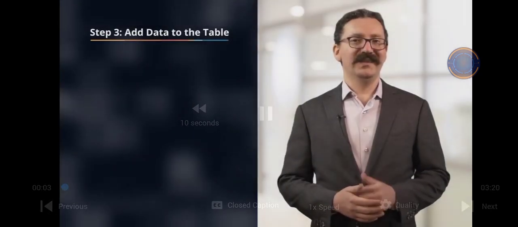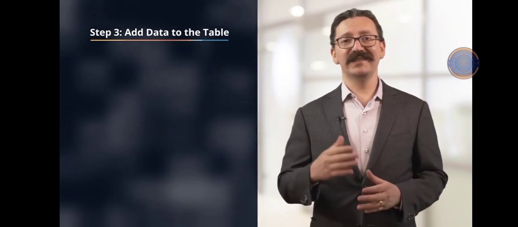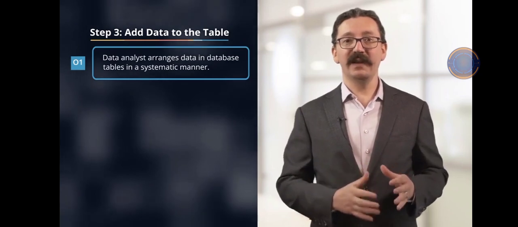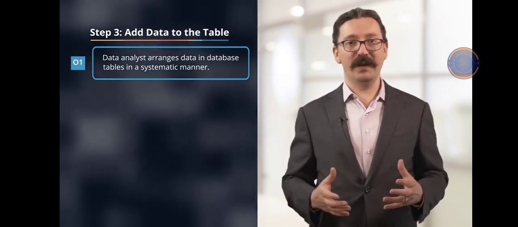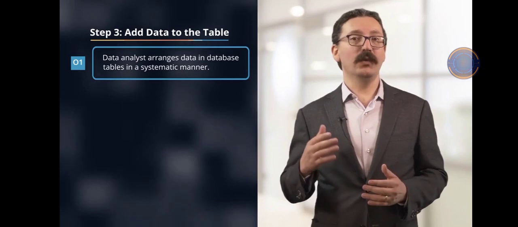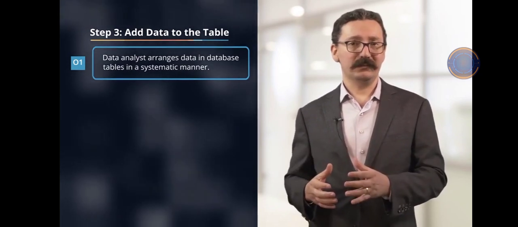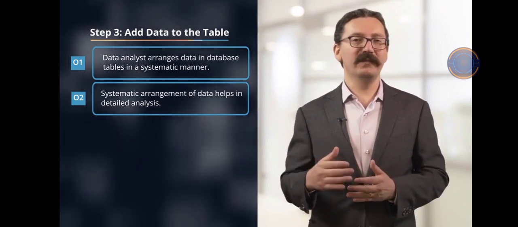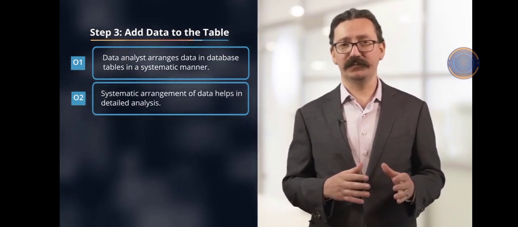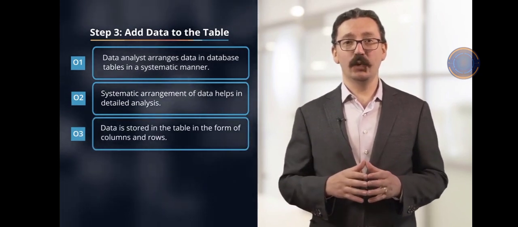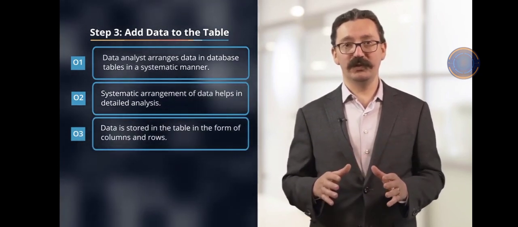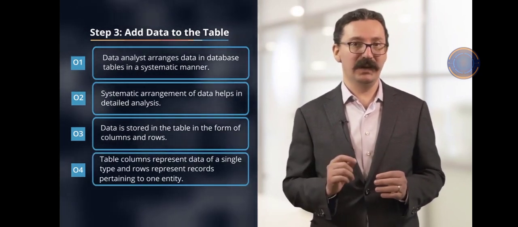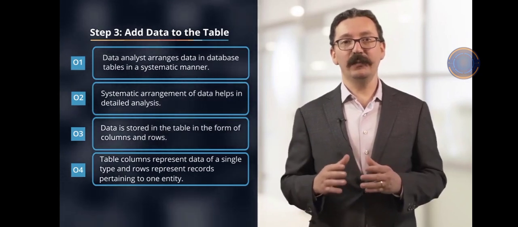Step 3. The next step in the machine learning workflow is organizing the data in the table. The data analyst takes up the raw data and feeds it into the database in a tabular format, so that the raw data can be arranged in a systematic manner. The systematic arrangement of data fosters a more detailed and better investigation to find the answer to the question. The tabular data is stored in the form of columns and rows, where each table column represents the data of a single type, and the rows provide related information about the column type.